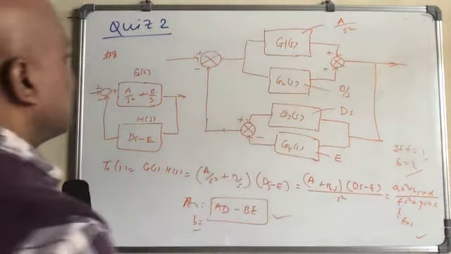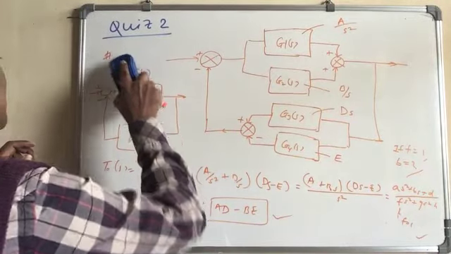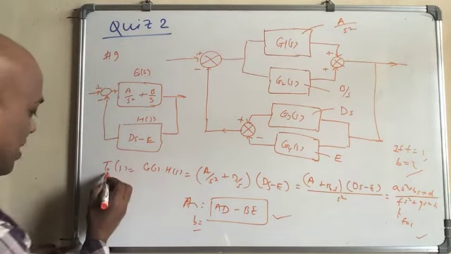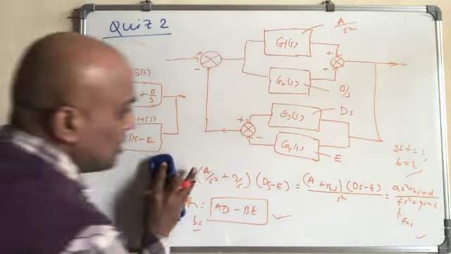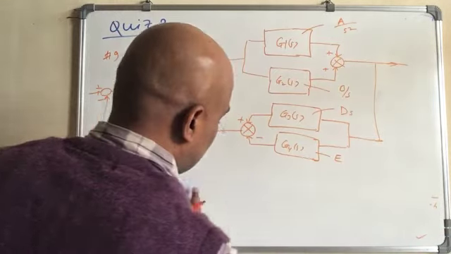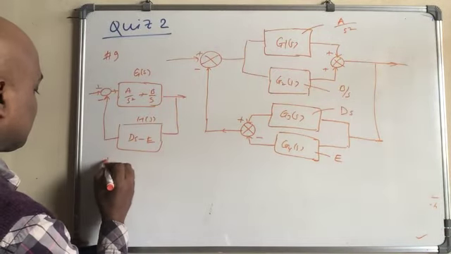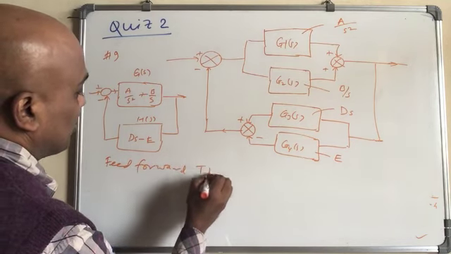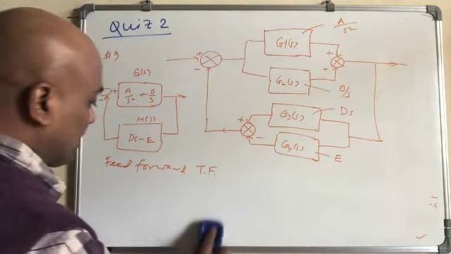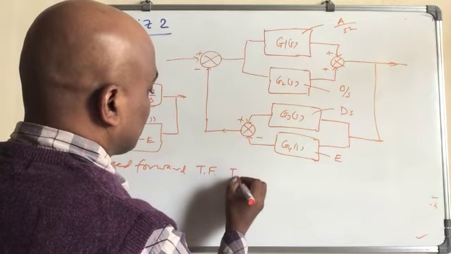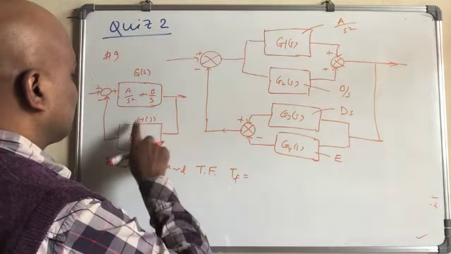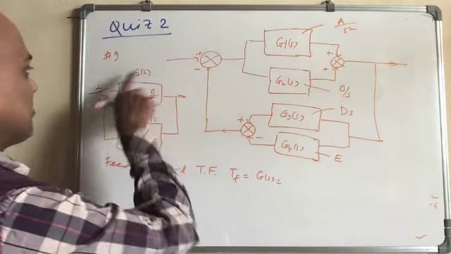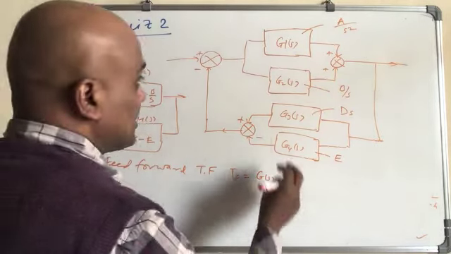The next question is related to the same diagram, but now instead of the open loop transfer function, it is talking about the feed forward transfer function. Let's call it T F. It will simply equal G S only, in this case. A feed forward transfer function is just this one, G S.